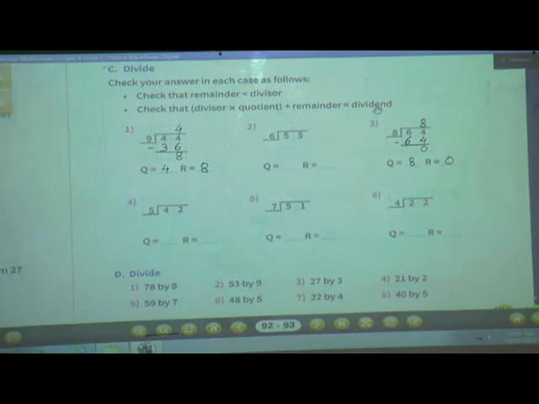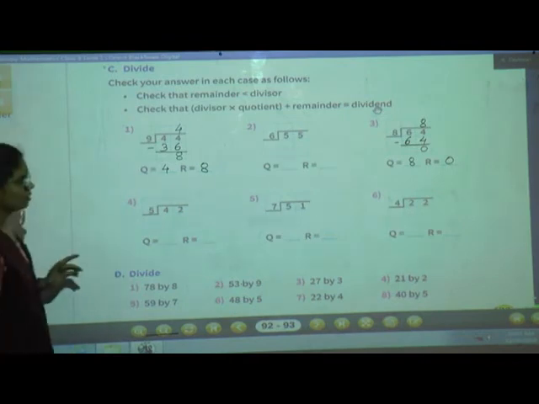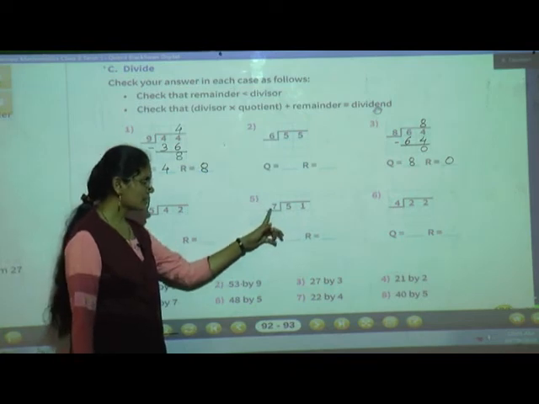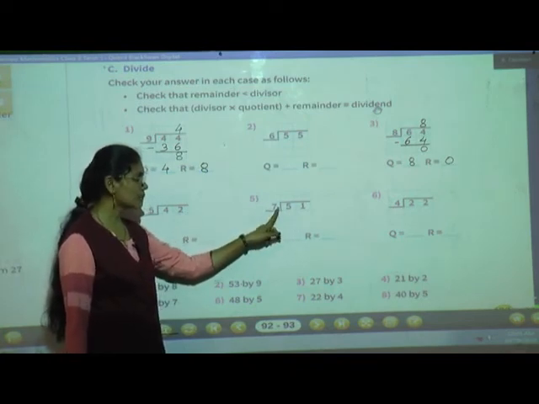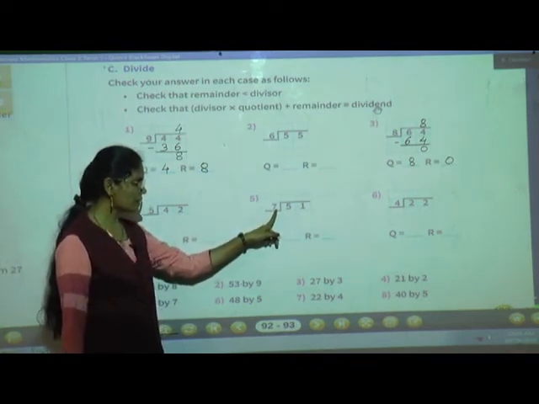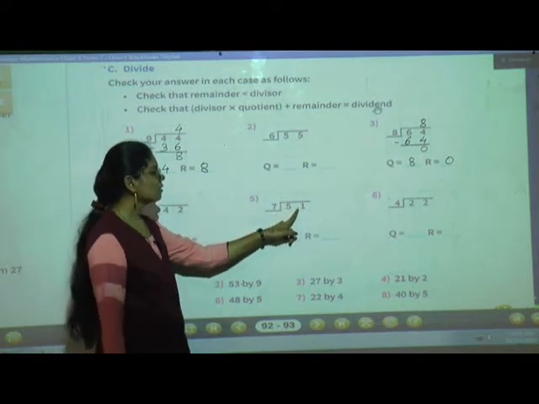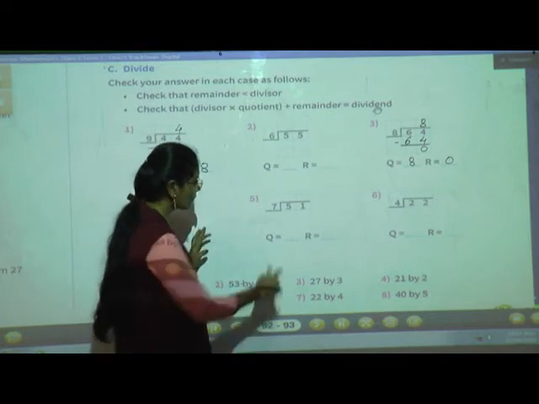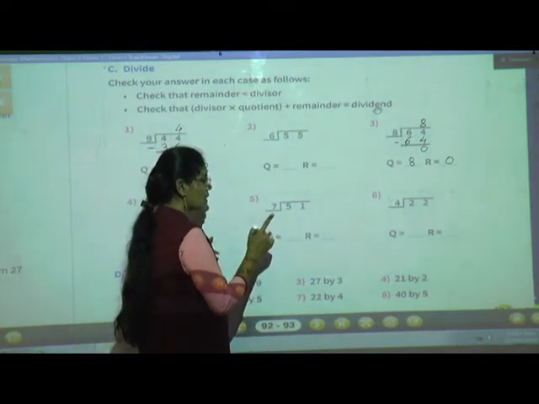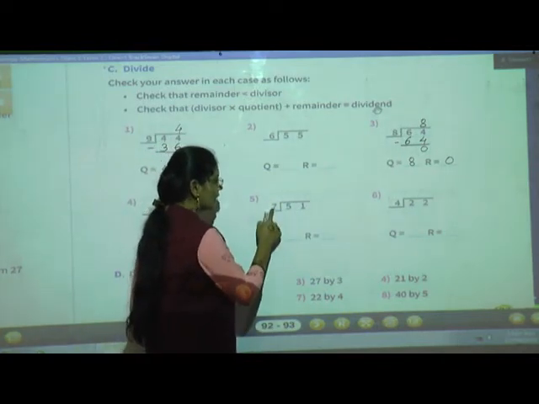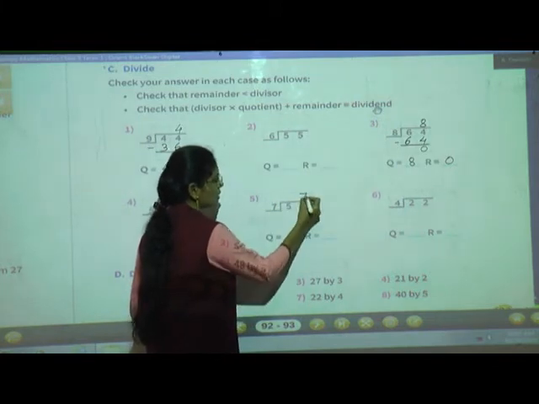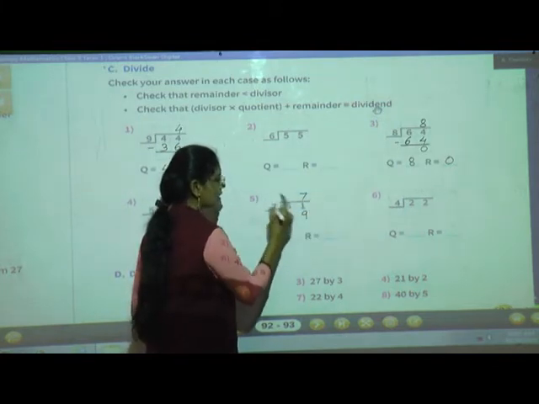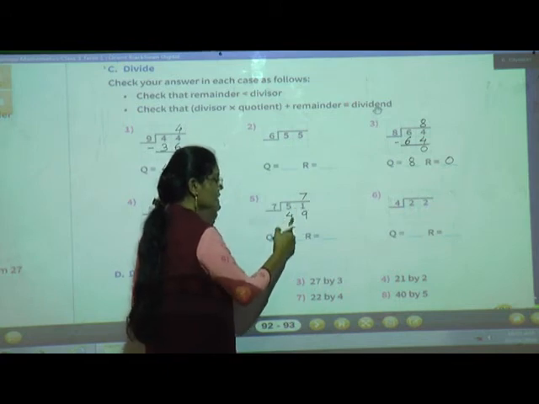Then we will take the fifth example. 51 divided by 7. Now see the table of 7. Is 51 there? No, 51 is not there. Then we have to see the number smaller than 51. Which number is there? 49. 7 sevens are 49. Say first, 7 sevens are 49.